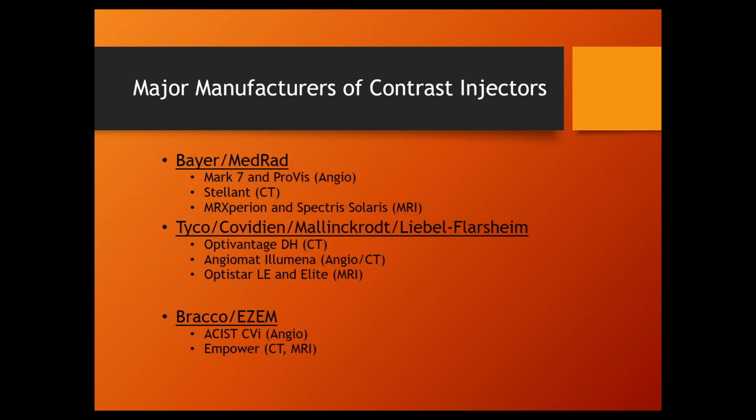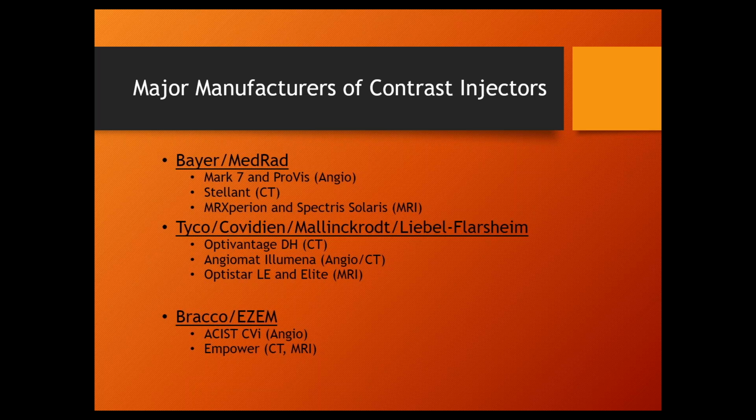The second biggest company, and I'm not saying second, like way behind in second, but definitely second, is Guerbet. Used to be Covidien, used to be Mallinckrodt, used to be Tyco, used to be Liebel-Flarsheim. I even left some out of there. I haven't even updated that. It's not even Tyco anymore. It's Guerbet. They also make very good injectors, but they're less than 10% of all contrast injectors in the United States.